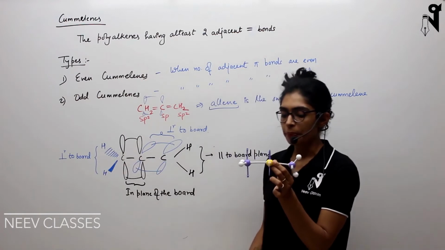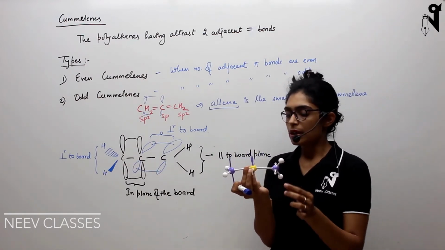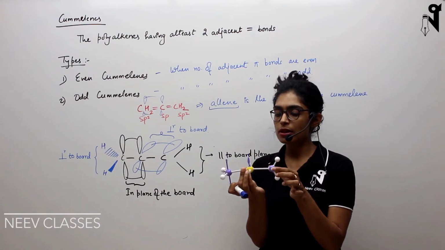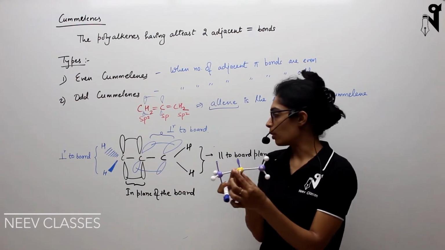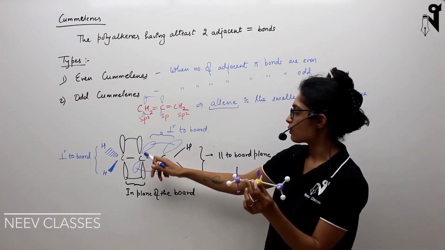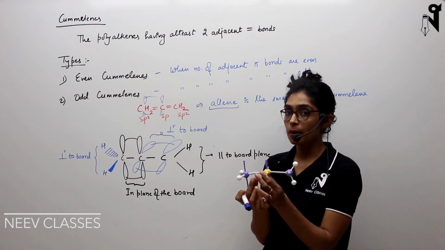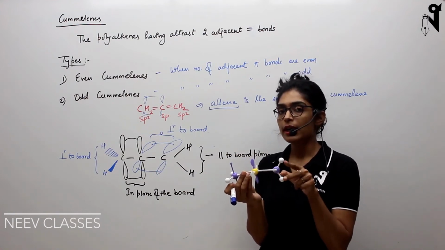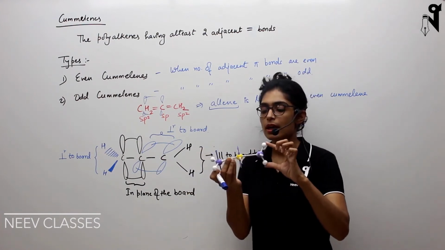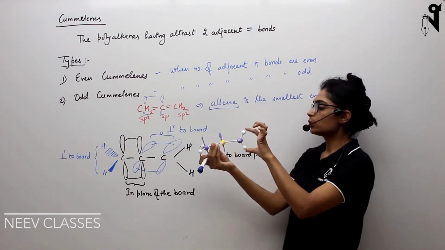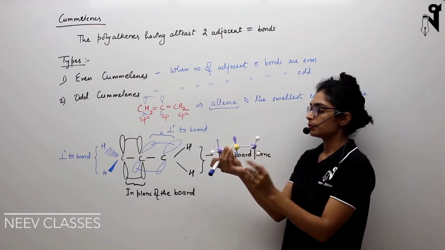Okay, now look at the last carbon. What is happening in the last carbon? If this pi bond is going to be perpendicular to the plane, so basically this blue thing which I have shown you is going to be perpendicular to the plane, then what is going to be parallel with the plane of the board? That is your hydrogens. These two hydrogens are parallel to the board, in the same plane as the board.